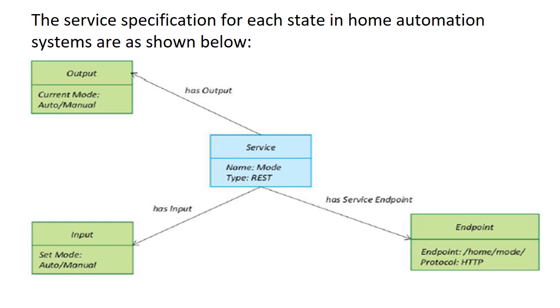So, current mode, auto or manual. As output there is a service called mode, and the type is REST, and there is an input service, and the service endpoint is /home/mode, and the protocol used is HTTP.